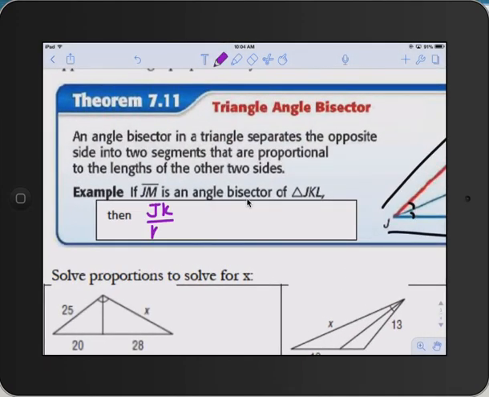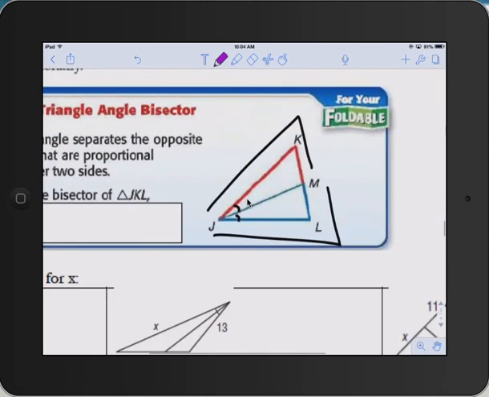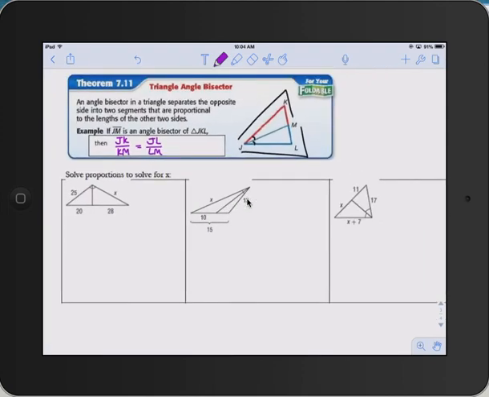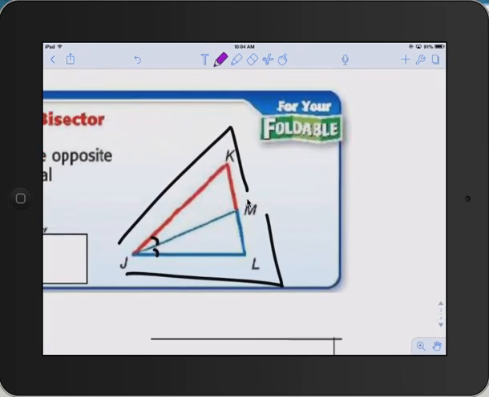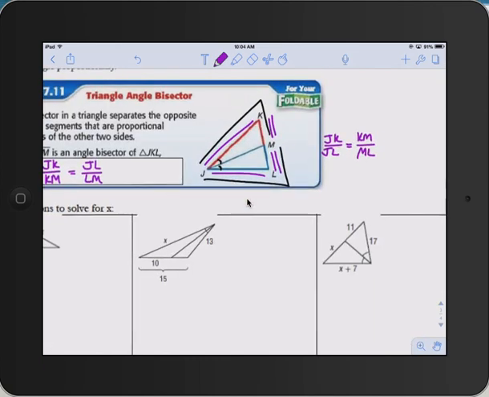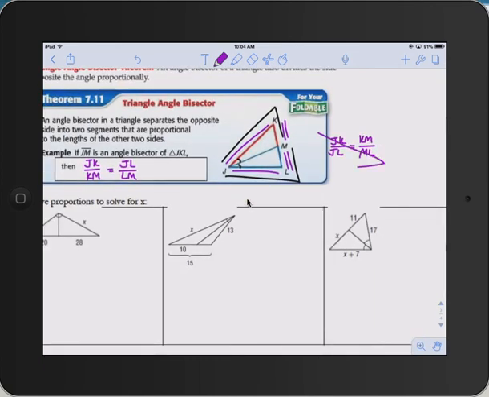JK is to KM as JL is to LM. Okay, now you could also, if you prefer, you can say JK to JL is the same as KM to ML. Because when you cross multiply, you get JK times ML equals JL times KM. Same cross product as we would get back here.